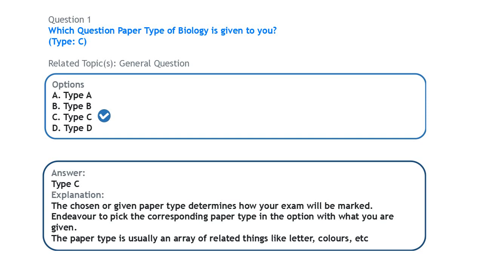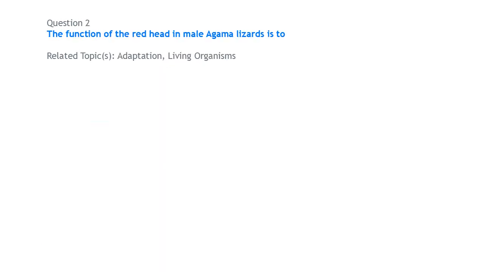Sometimes this paper type can be letters of the alphabet like type A, type B, type C, or it could be colors like green, and another type can be used. Now we don't have this in every UTME exam. There are some UTME exams where you have different types, and there are some where the exam body just serves you the same question all through. But in a question like this where you are dealing with paper type, then endeavor to pick the paper type that corresponds to what you've been given.